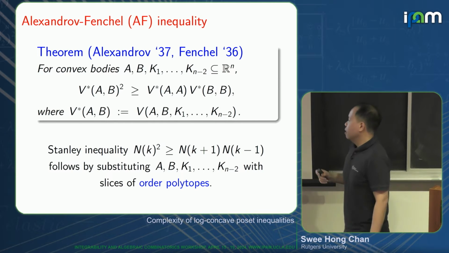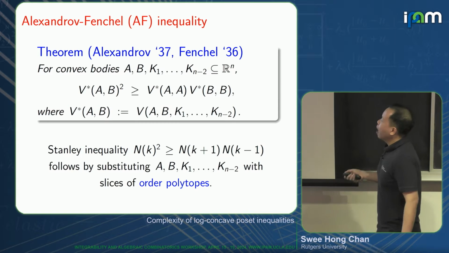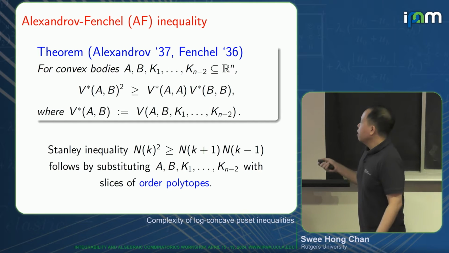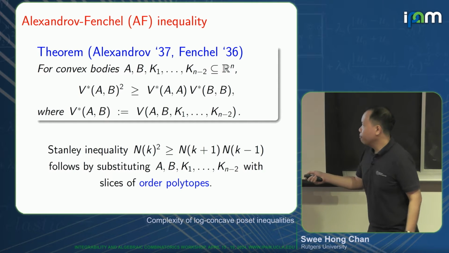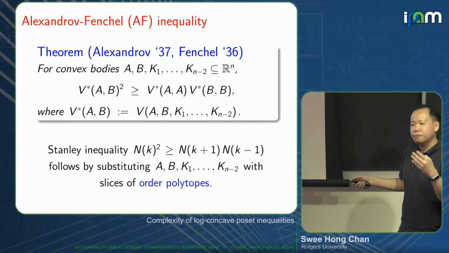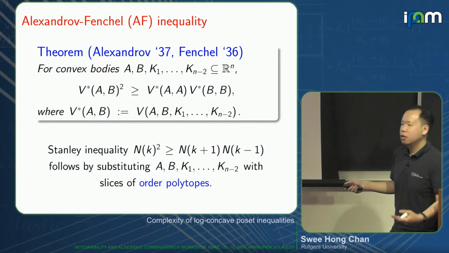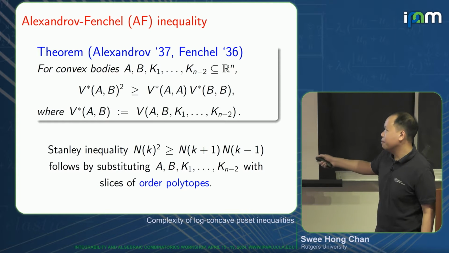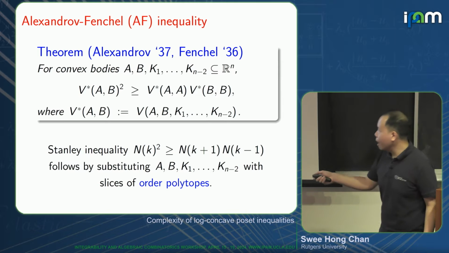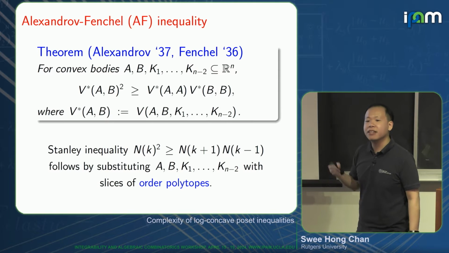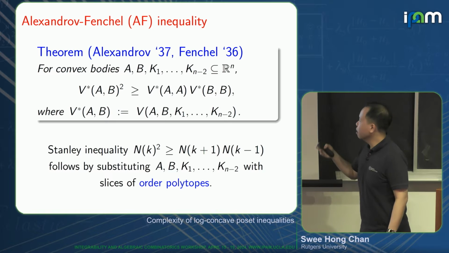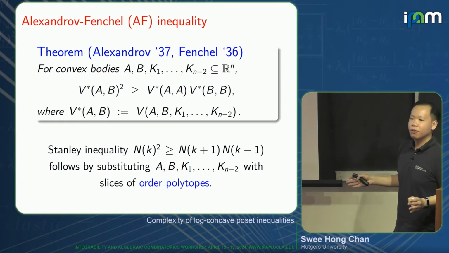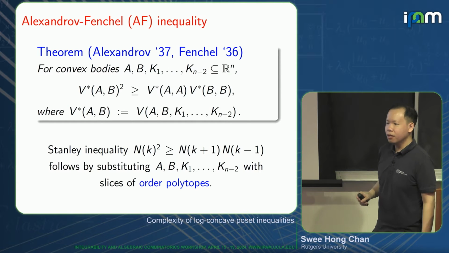Now, what Stanley did is that he realized that this mixed volume can actually have a combinatorial interpretation. If you choose your polytopes carefully, for all of these polytopes to be slices of a special polytope called the order polytope, then when you put it into this formula, the numbers V star AB, V star AA, V star BB exactly become the number of linear extensions that we saw in Stanley's inequality. And from there, the log-concavity of that sequence that we saw before follows immediately. Very beautiful proof.